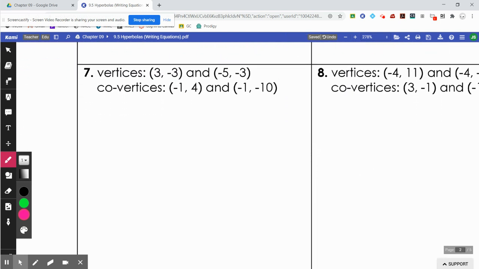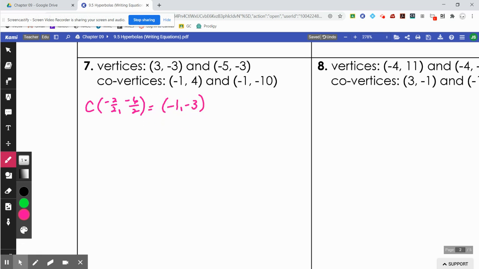Next one gives you vertices and co-vertices. To find the center, first off, let's find the center of either one of these sets of points. Add your x's, divide by 2. Add your y's, divide by 2. Your center is going to be located at -1, -3. Next up, let's determine if it's horizontal or vertical. The vertices, and this is the best way of doing it, are going to tell us which direction it's going to go. It's going to tell us if our transverse axis is horizontal or vertical.